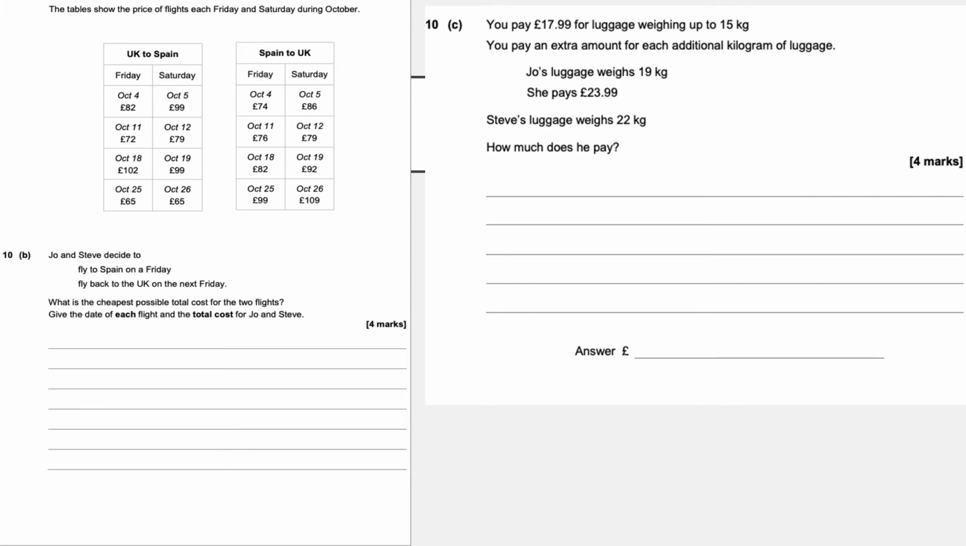Okay, part B, guys. The table shows the price of flights each Friday and Saturday during October. Joe and Steve decide to fly to Spain on a Friday, so we're going to be looking at those here, and fly back to the UK the following Friday. What is the cheapest possible total cost for the two flights? Give the date of each flight and the total cost for Joe and Steve.